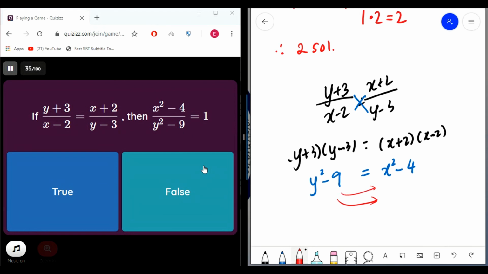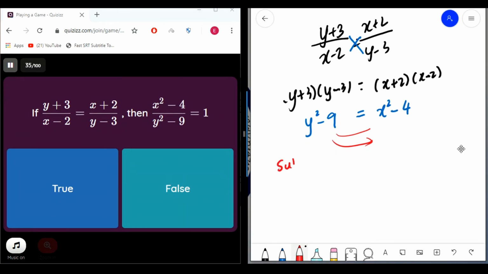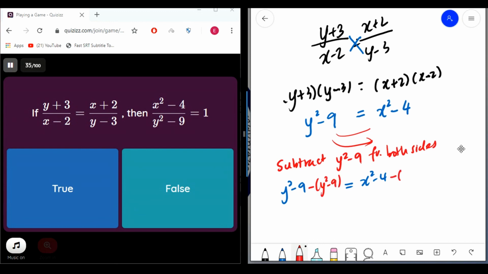When you move this y squared minus 9 to the other side, will your left hand side be 0 or 1? Think about it. Take note, yeah? It will be 0 if we subtract this y squared minus 9 from both sides. Meaning, maybe I write down for you, y squared minus 9 equals x squared minus 4. We subtract y squared minus 9 on both sides. So, on the left hand side we will have 0 equals this, whatever, like x squared minus y squared, then minus 4 plus 9, okay, whatever.